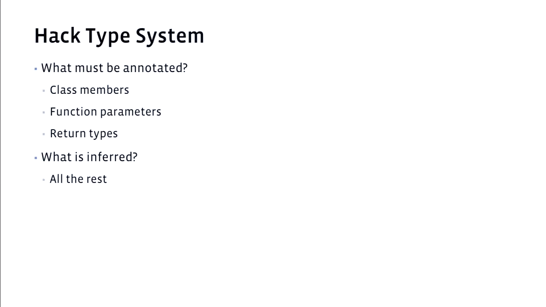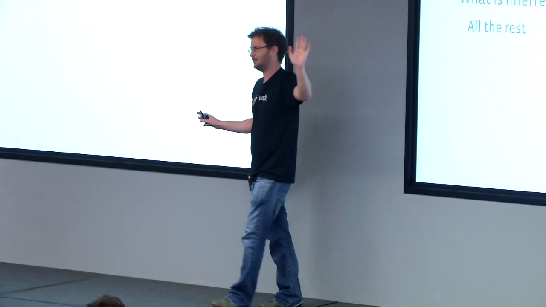How much work do you actually have to do, right? Let's say you want to get started tomorrow. You want to open your editor and start hacking in Hack. Well, this is what you have to do. You have to add type annotations in 3 places: on class members, function parameters, and return types. And that's it. And all the rest is inferred.